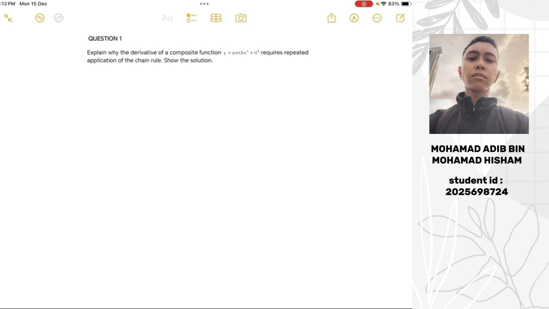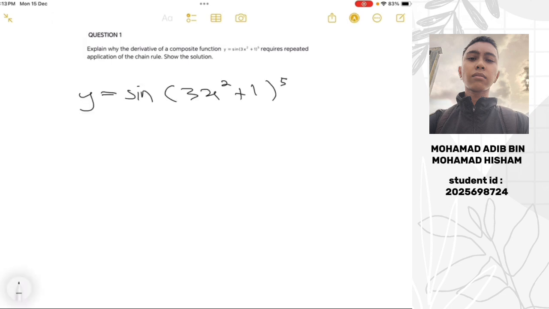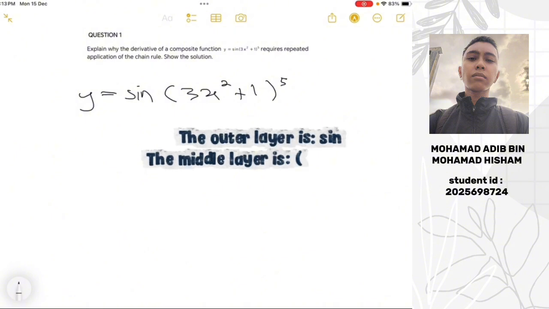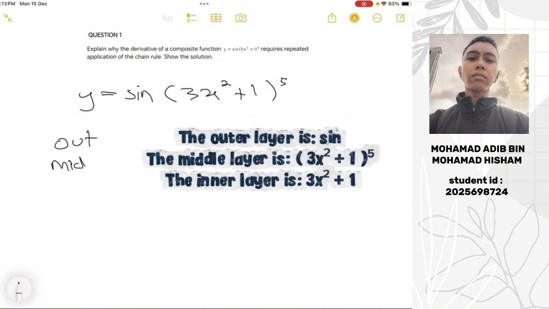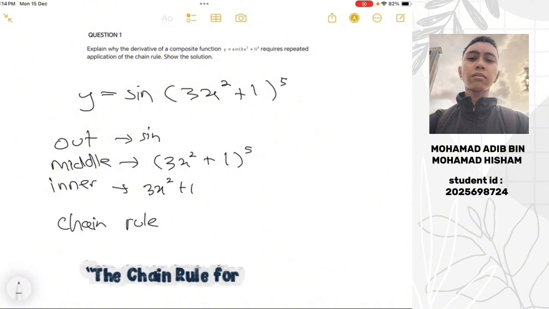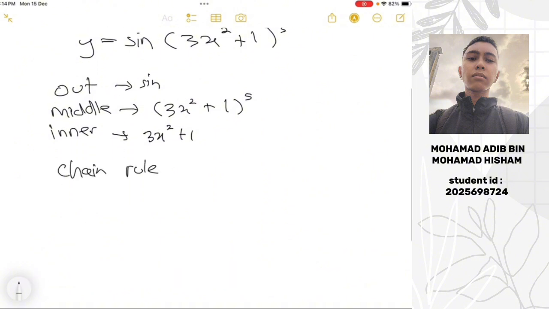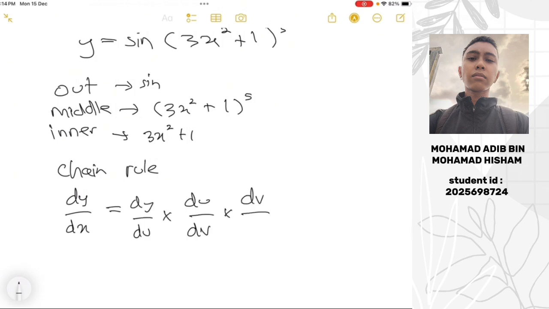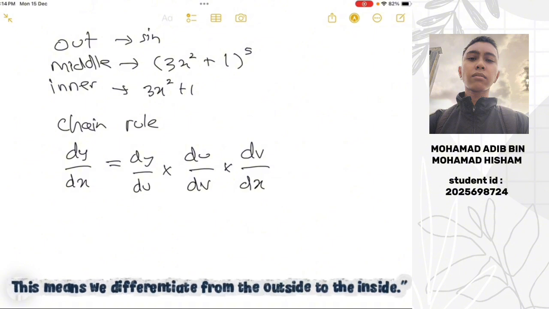Show the solution. Okay, step 1, we identify the layers. We have 3 layers: the outer layer, the middle layer and the inner layer. Because this function has layers, we use the chain rule. The chain rule formula is dy/dx = dy/du times du/dv times dv/dx. This means we differentiate from the outside to the inside.